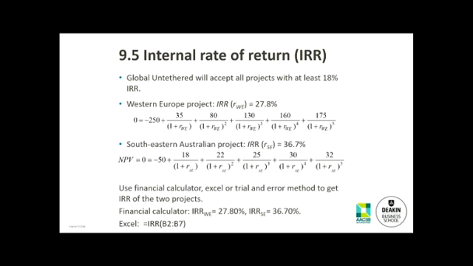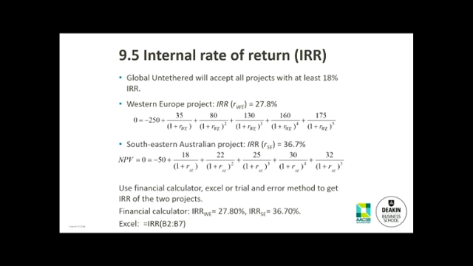All right? But yes, we can use Excel. The Excel function is just IRR, that's it. By using Excel and by using a financial calculator, you can then work out the internal rate of return. For both of them, the internal rate of return for the first one, Western Europe, is 27.80%. The second one, Southeastern Australia, is 36.70%.